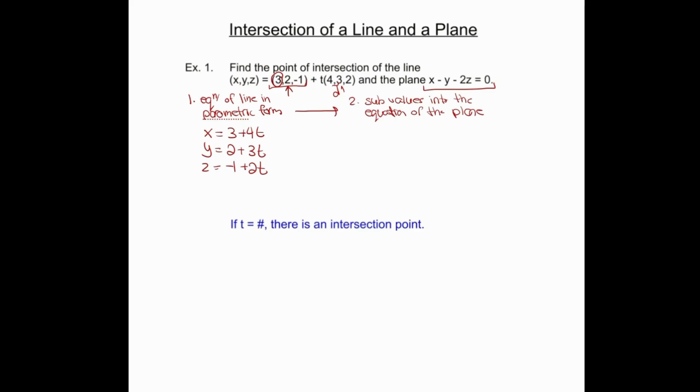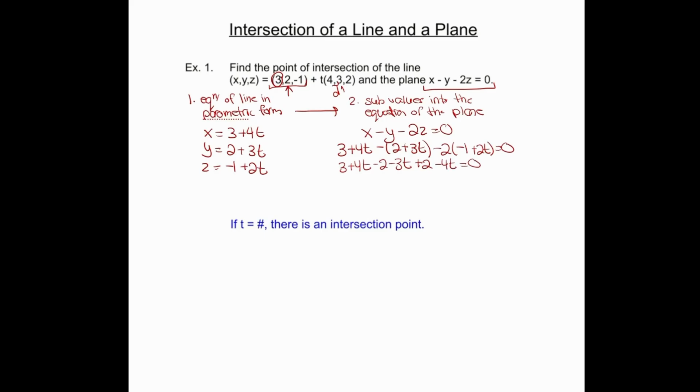So we have our equation x minus y minus 2z equals 0, and I'm just going to do a straight substitution. So we have 3 plus 4t is our x value, minus (2 plus 3t), that's our y value, minus 2 times (-1 plus 2t) equals 0. That's our z value. We'll do some math here, so we end up with 3 plus 4t minus 2 minus 3t plus 2 minus 4t equals 0.